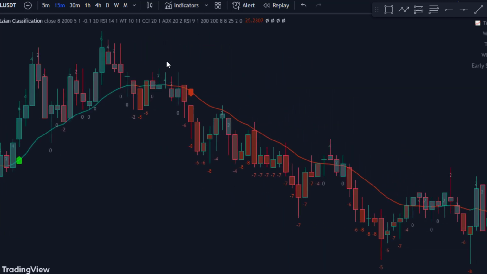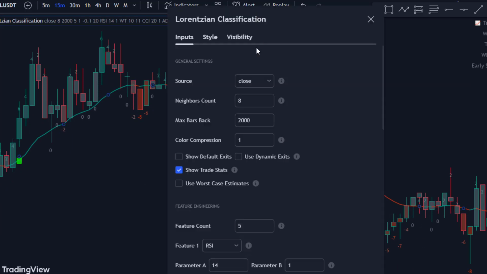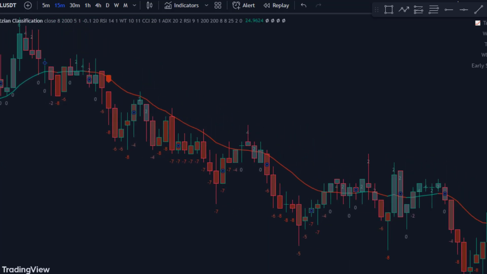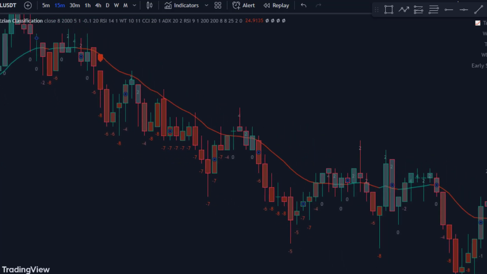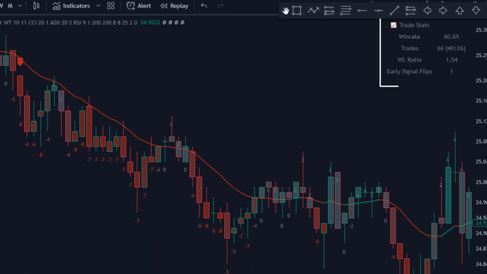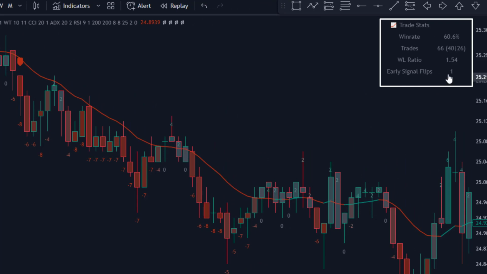Then go to the indicator settings. On the input settings, make sure you set max bars back to 2000. This 2000 max bars back means that the indicator is going to backtest and make its prediction based on the past 2000 candlesticks. Looking at the right corner of our TradingView, you can see the trading status of this indicator, the win rate, and also how many trades it has taken.